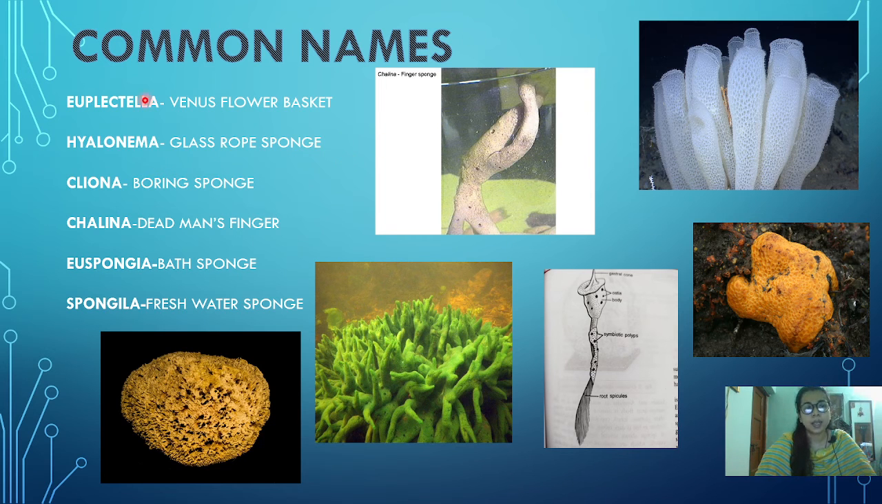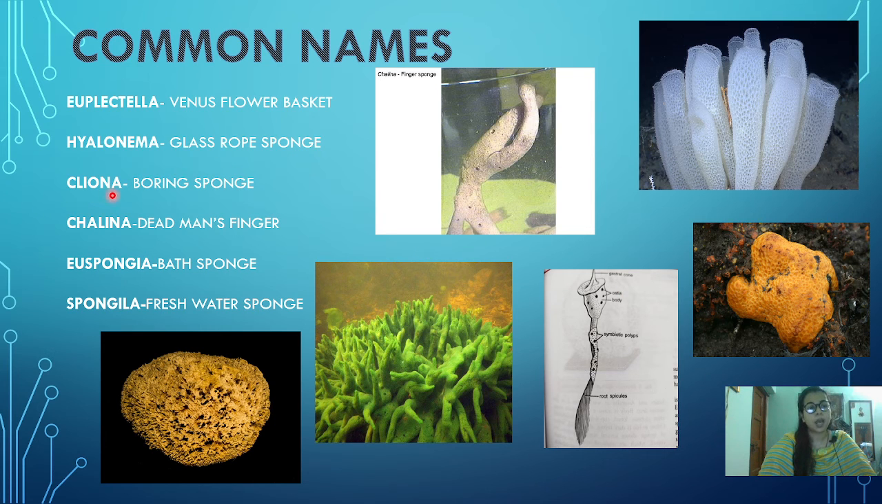Then there are certain examples which have common names, which are very famous and asked many times in exams. So these are certain Porifera examples and their common names. Euplectella is known as Venus flower basket. You can see here, this is the example of Euplectella, which is known as Venus flower basket. Then Hyalonema is known as glass rope sponge. This is the example of Hyalonema, which is known as glass rope sponge. Common names are mostly asked in exams.